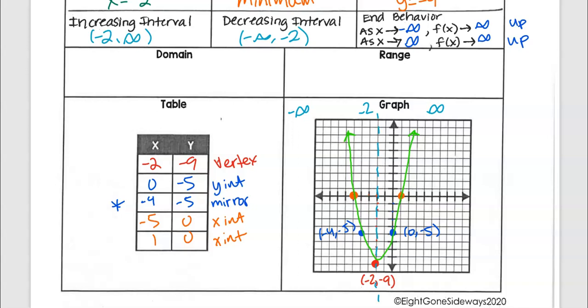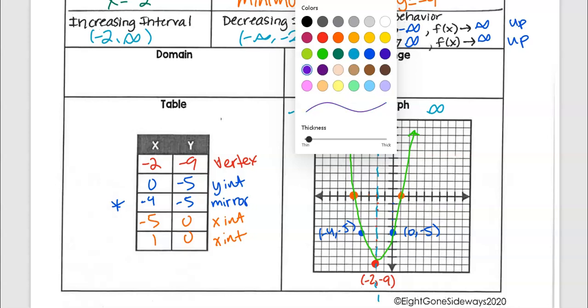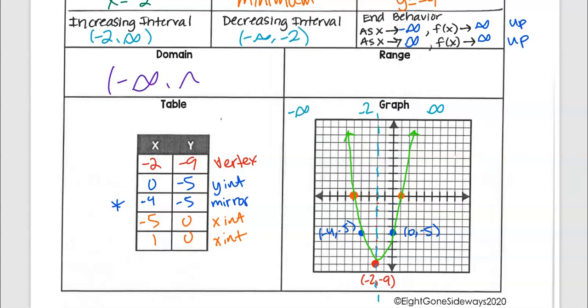So between these x's, my y's are going down. Between these x's, my y's are going up. All right. What's our domain? All together now. Yeah, good, always. All real numbers. Some of you are doing like the double-lined R. That means the same thing. However you want to write it.